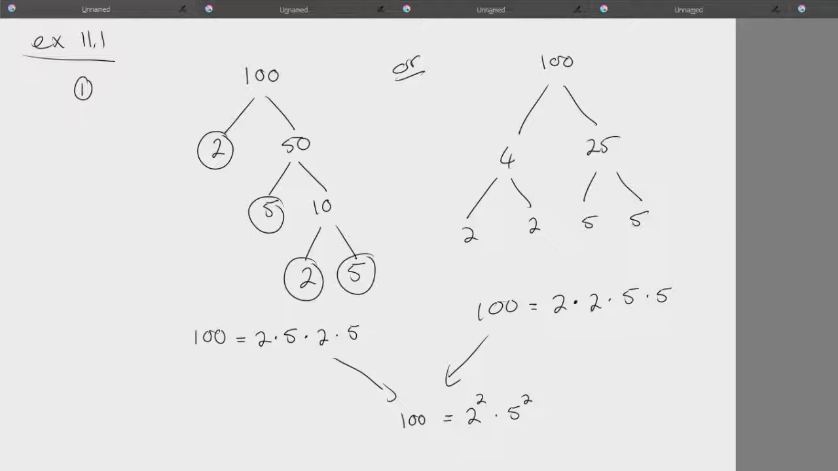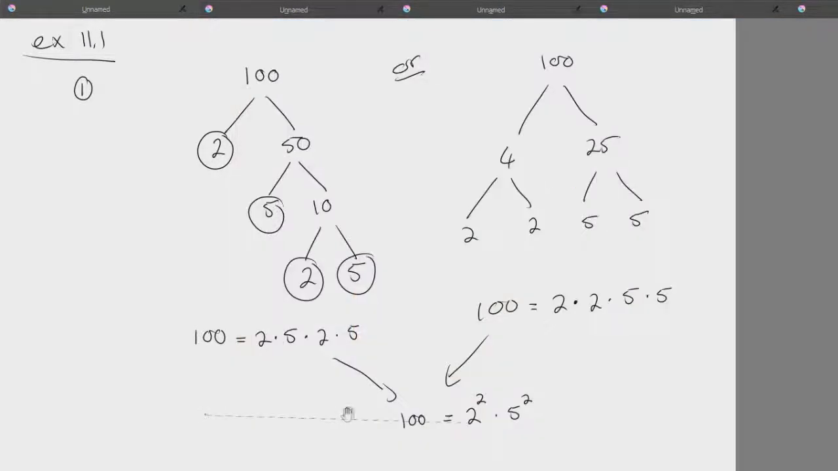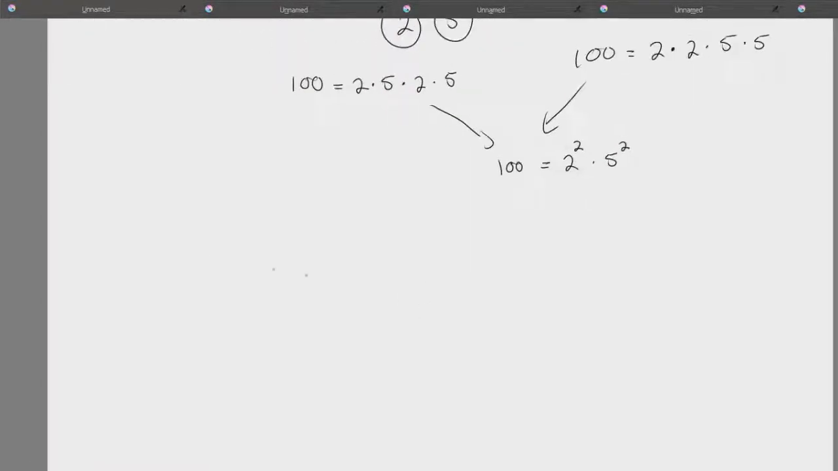Now we'll just do a couple of these to make sure. The next one is 294. Let's see if I have enough space here for 294. I should. Number 2 is 294. Whatever split you see first. You don't have to be creative. You don't have to think of fancy numbers. The one I see first is a 2. It's an even number, so I know it's divisible by 2. So I'm going to use a 2.